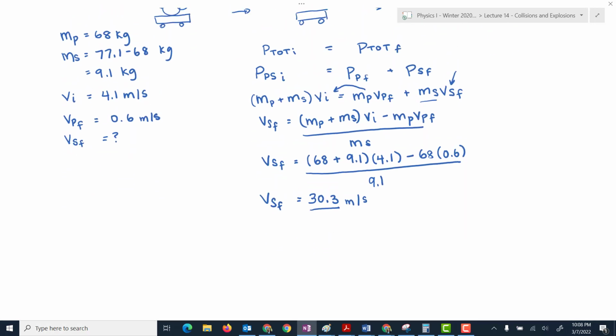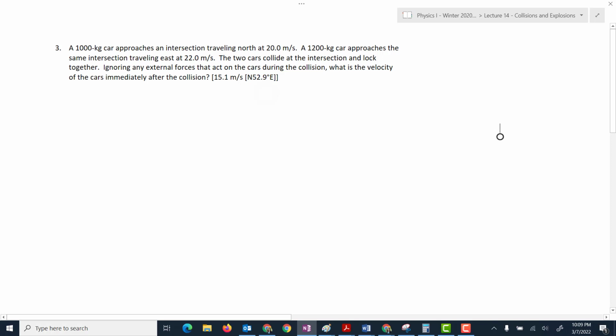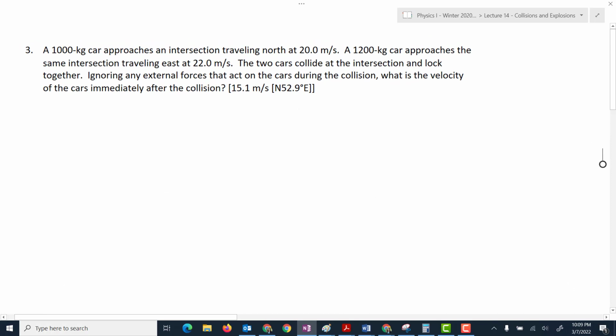All right, moving on to question 3. A 1,000 kilogram car approaches an intersection traveling north at 20 meters per second. So I'm going to just call this car M1. So M1 is 1,000 kilograms, and it's traveling north at 20 meters per second. So that's the initial velocity of object 1. So I'm going to say V1 initial is 20 meters per second, and I'm going to put the direction in here, north. Then we have another mass, another car, so I'm going to call that one M2.